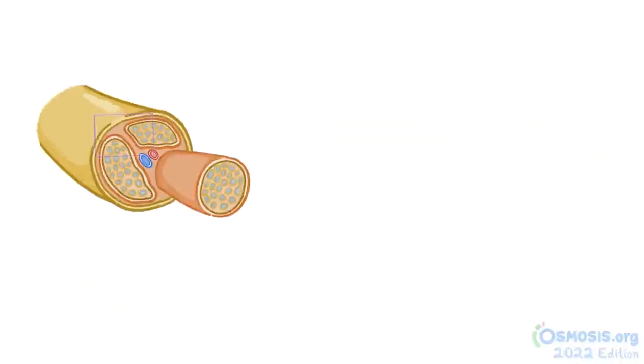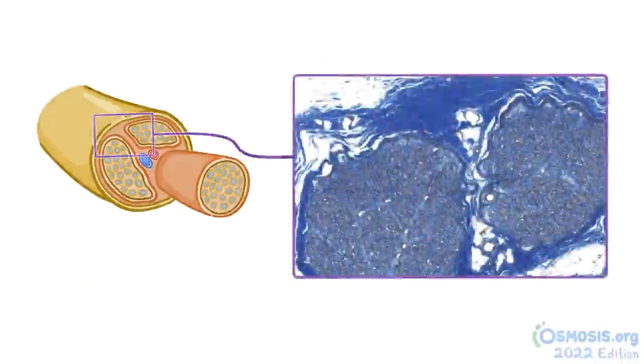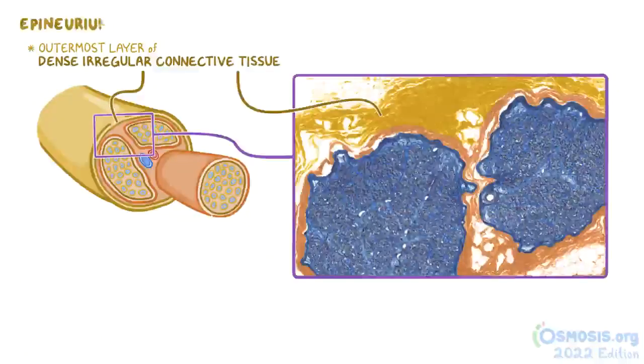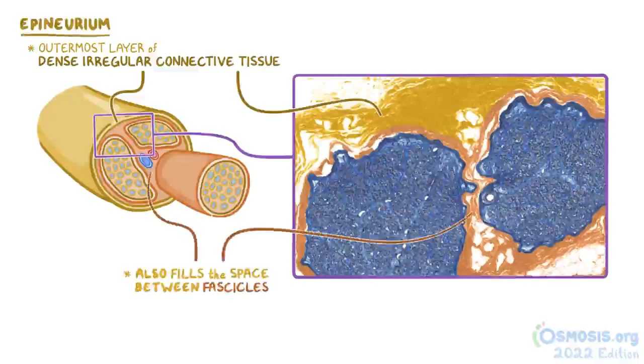Alright, if we take a look at the outer edge of the peripheral nerve, we can see the outermost layer of dense irregular connective tissue called the epineurium. The epineurium surrounds the entire nerve and also fills the space between fascicles in order to hold the fascicles together, along with the blood vessels and loose connective tissue within the nerve.